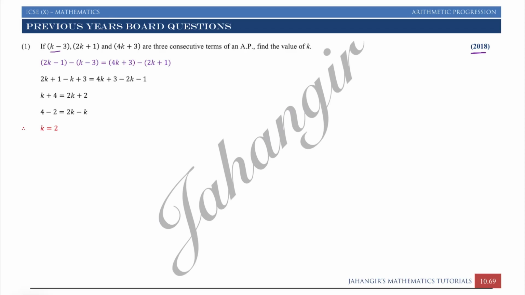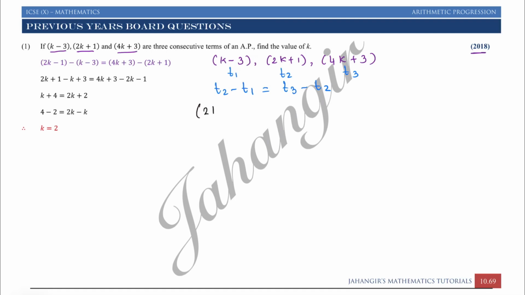First question, if k minus 3, 2k plus 1 and 4k plus 3 are the three consecutive terms of AP. So let us write three consecutive terms as k minus 3, comma 2k plus 1, comma 4k plus 3. So if you will see, this is my first term T1, this is my second term, this is my third term. We have to find the value of k. So as we know the property of arithmetic progression, what is the property? The difference between the consecutive terms are same, that is T2 minus T1, which is equal to T3 minus T2. So here we are going to use that property.